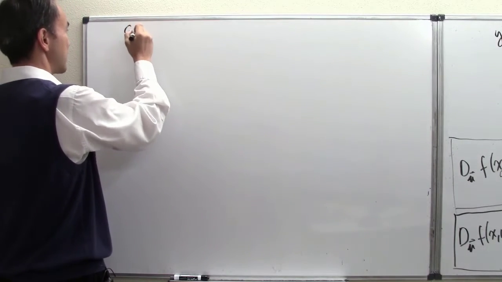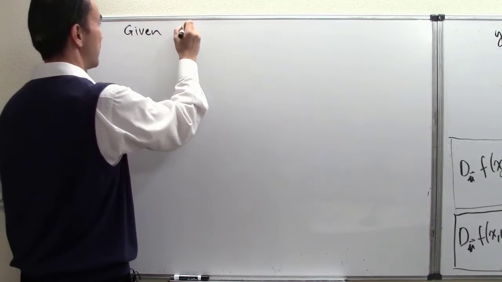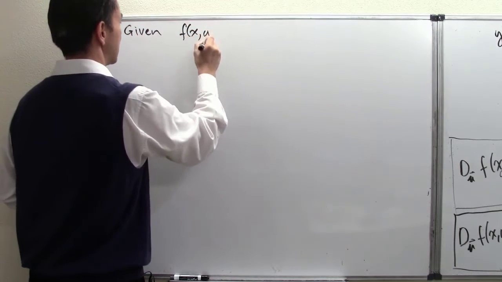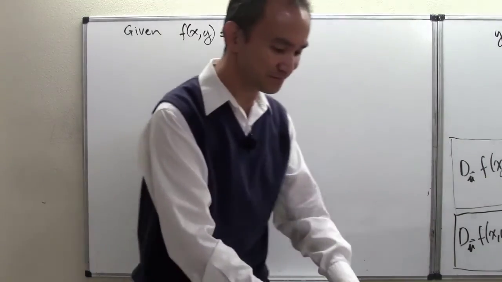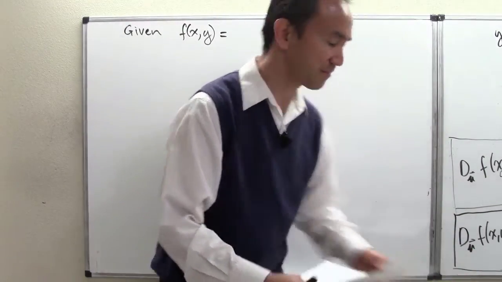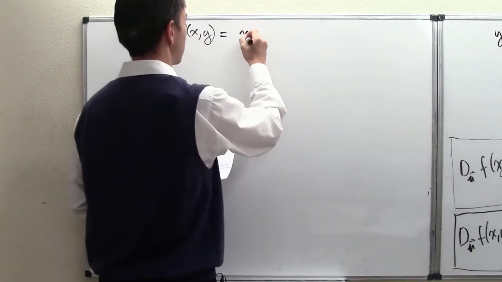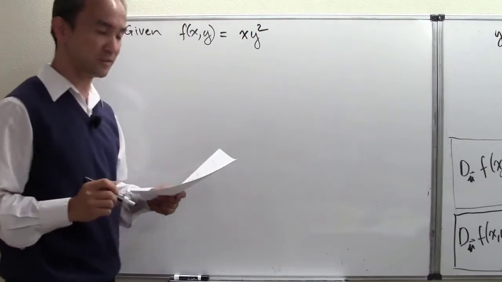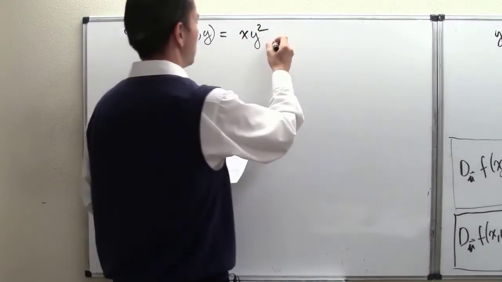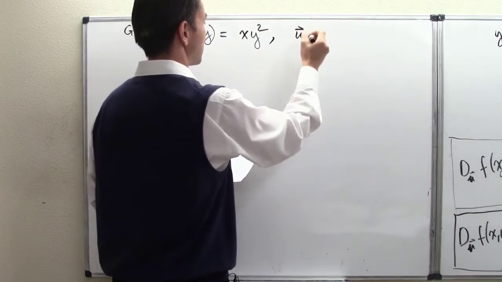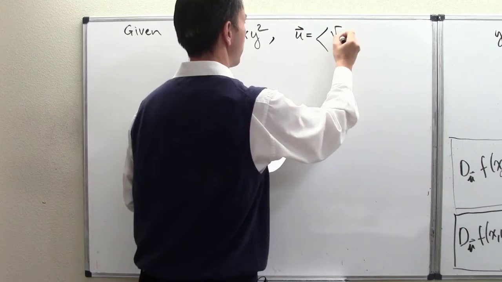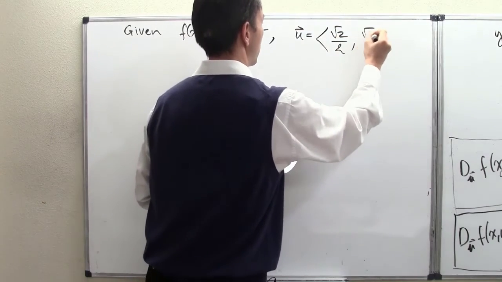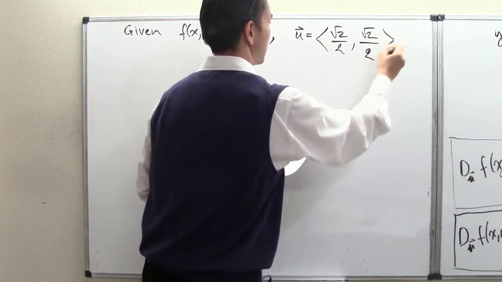Let's start out with a given function as follows: f of x comma y equals xy squared. And we are also given a vector u equals square root of 2 over 2 comma square root of 2 over 2.